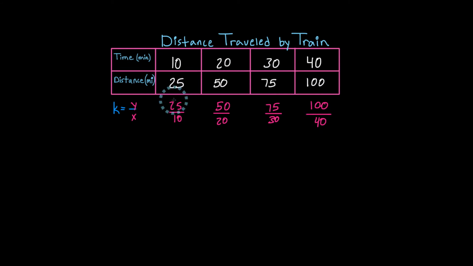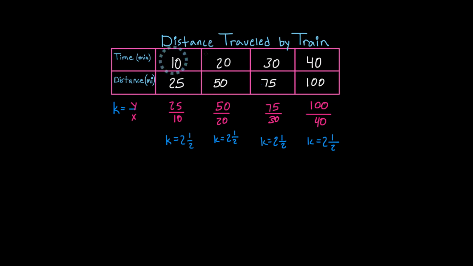When you divide these out, 25 divided by 10, 50 divided by 20, you're always going to find out that k is equal to 2.5. And 75 divided by 30, k equals 2.5. And then finally, 100 divided by 40, you find out k is equal to 2.5 again. So k is constant here. It's always the same value for this data set. Therefore, this shows direct variation.